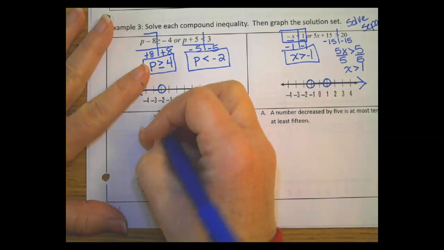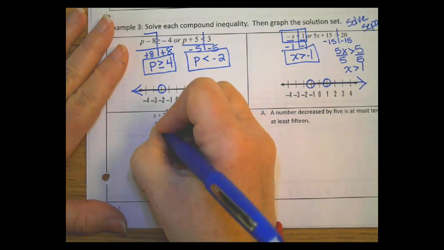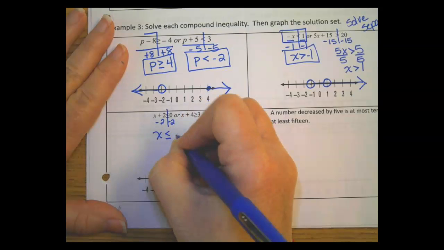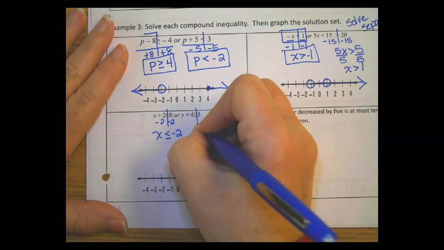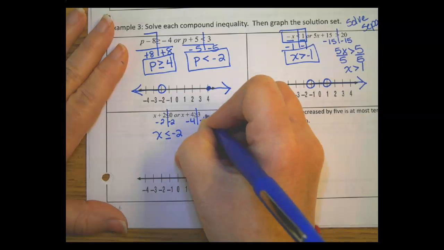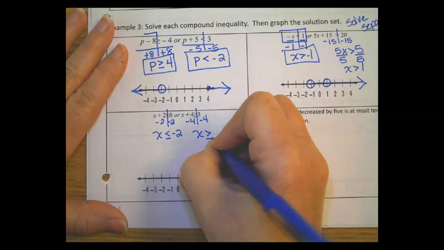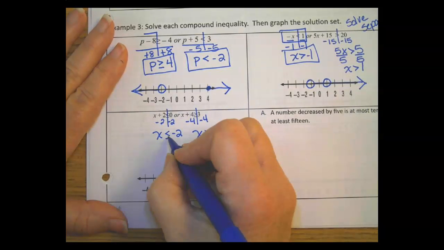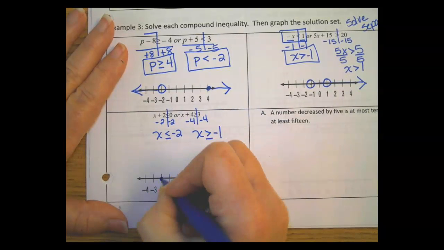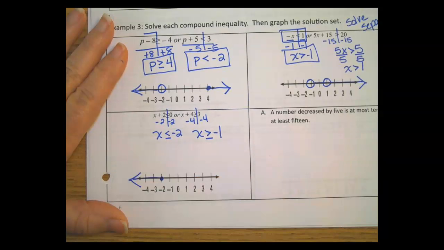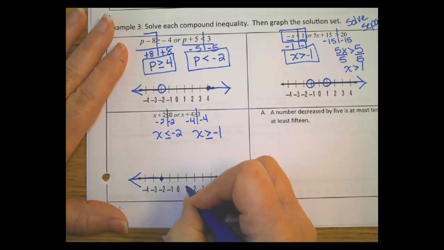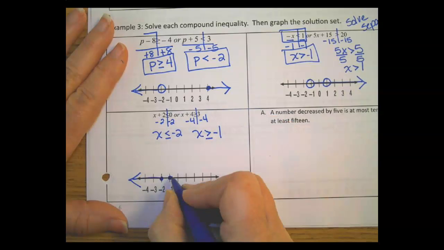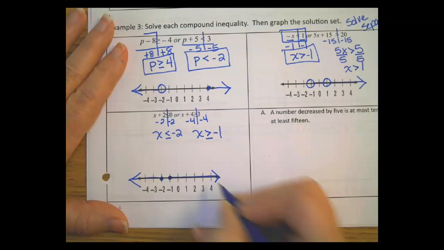Solve, solve. So, subtract 2, subtract 2. X is less than or equal to -2. Solve, subtract 4, subtract 4. X is greater than or equal to -1. So solid dot on -2, follow my arrow because it says less than. This is a solid dot on -1, and this one's saying greater than, so we're going this direction.